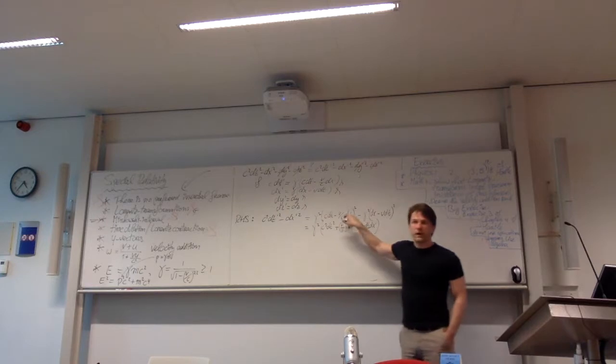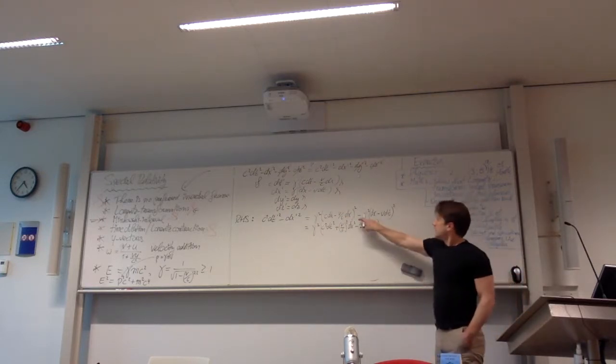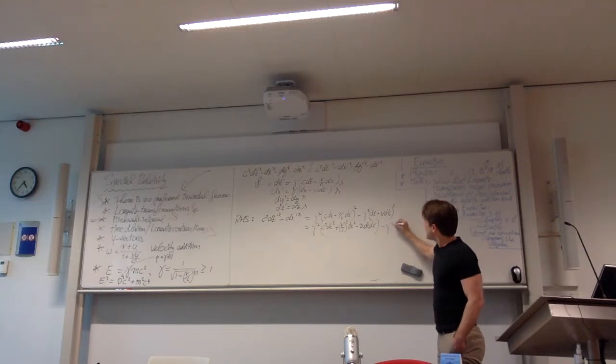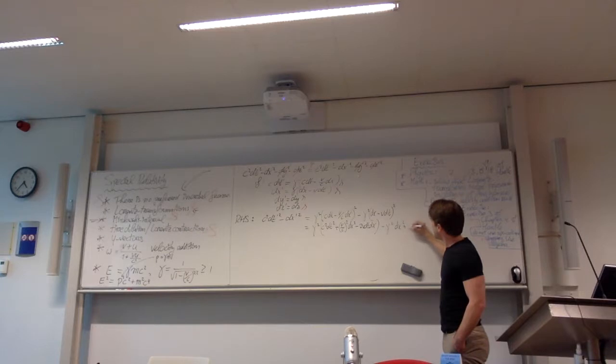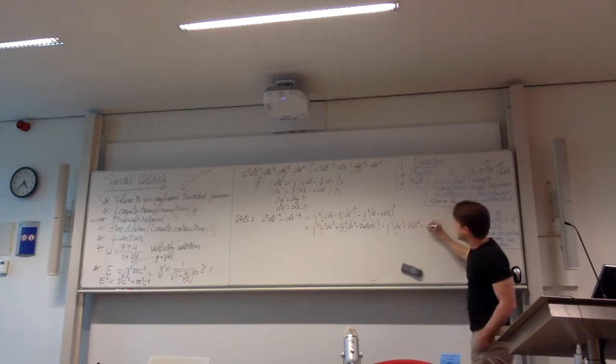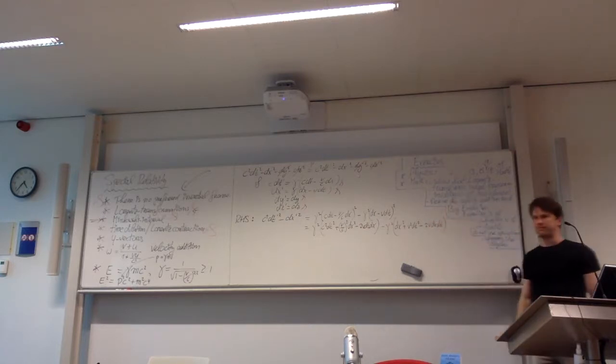This is me just squaring this bracket. Give you this. And minus gamma squared, and then this bracket squared, that's dx squared, plus v squared dt squared, minus 2v dx dt. There you go.